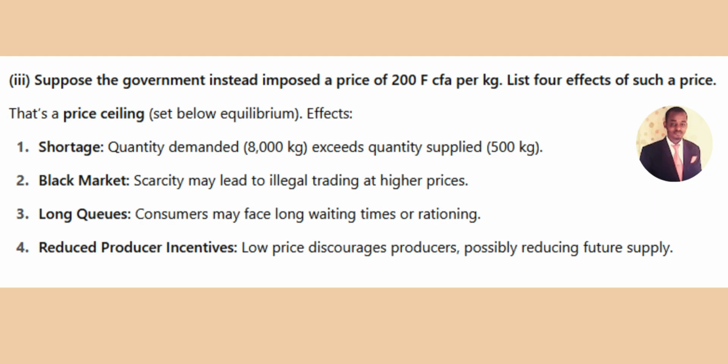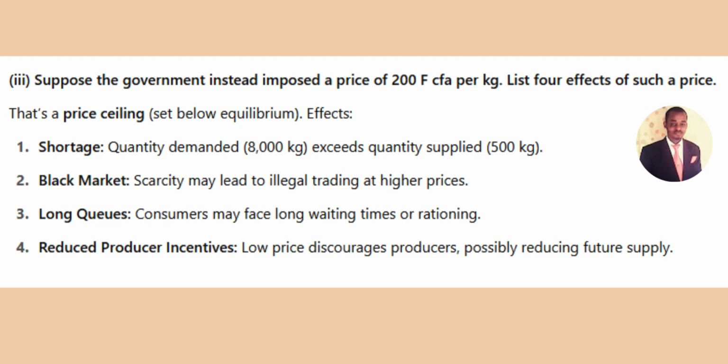Now the next one says suppose the government instead imposed a price of 200 francs per kilogram. List four effects of such a price. That's a price ceiling set below equilibrium. So if the price ceiling is set below the equilibrium, what would be the effect? One, there will be a shortage, because quantity demanded, 8,000 kilograms, exceeds quantity supplied, 500 kilograms. So there's going to be a shortage.